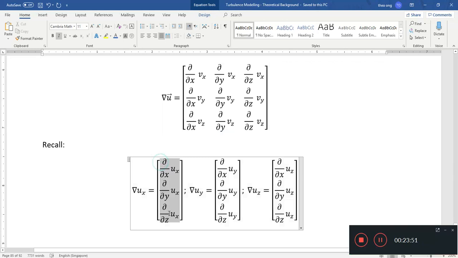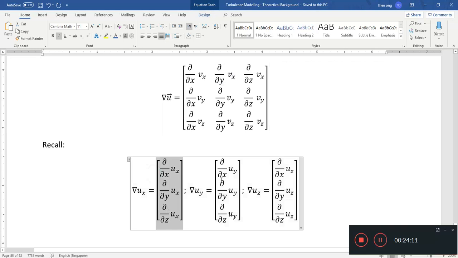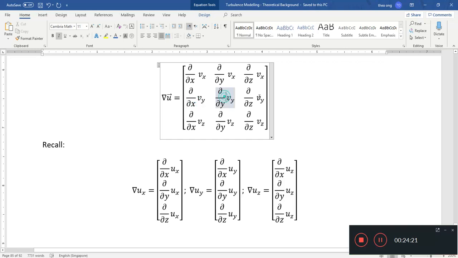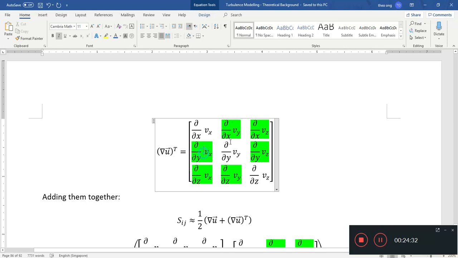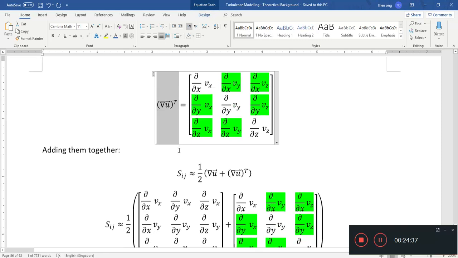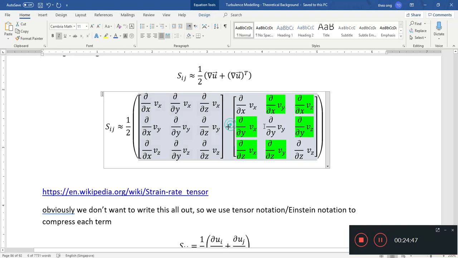The idea is that it's very hard for us to put three column vectors into one very long column vector. So instead of just having column vectors in one dimension, you need to have it in two dimensions to handle all this complexity together. So this is the gradient of u in three dimensions. You have the x vector, the y vector, and the z vector. Transposing it will be very similar. You just swap the terms over the diagonal and you get the transpose. Nothing too much over there. And you add them together, you have this Sij. So Sij equals half of this gradient of velocity plus its transpose. And this is what is known as the strain rate tensor.